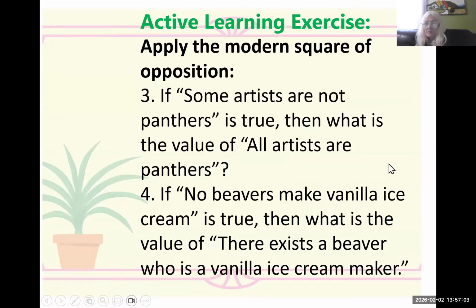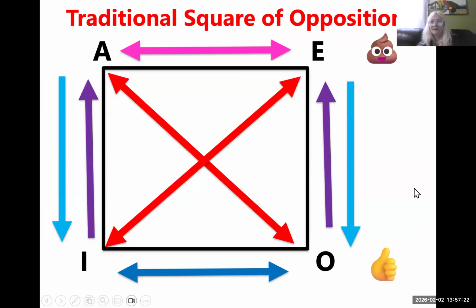Finally, apply the modern square of opposition. If some artists are not panthers is true, then what is the value of all artists are panthers? If no beavers make vanilla ice cream is true, then what is the value of there exists a beaver who is a vanilla ice cream maker?